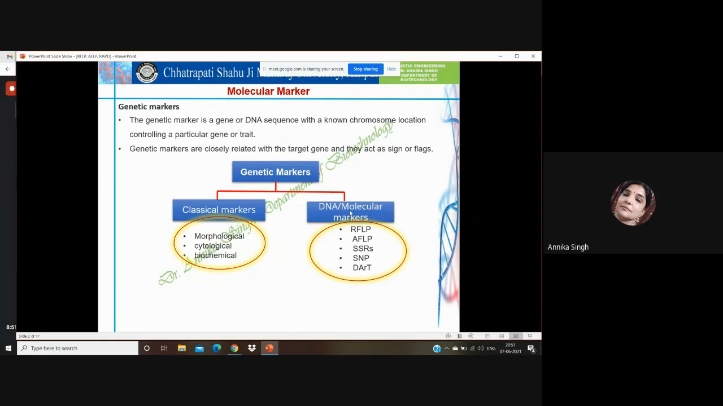So let's move towards the classification of molecular markers. These molecular markers are classified into various groups on the basis of mode of gene action, that is, whether the markers are codominant or dominant. Another criterion is the method of detection. What is the method of detection for a particular molecular marker? It is a hybridization based molecular marker or PCR based marker.